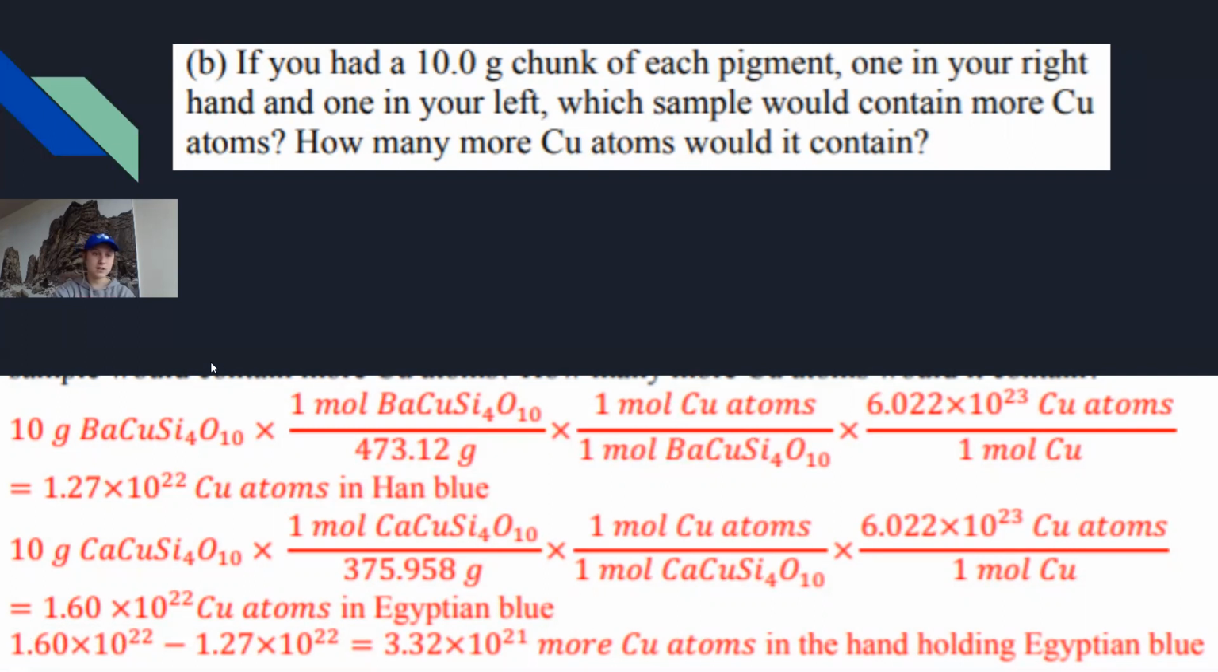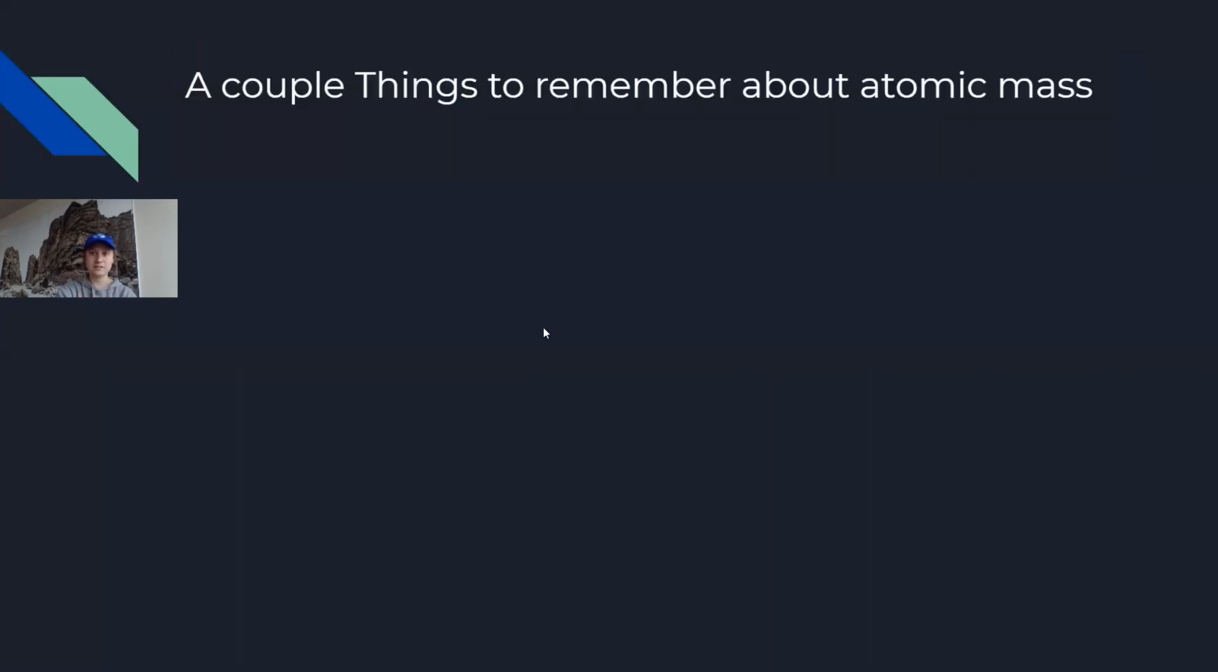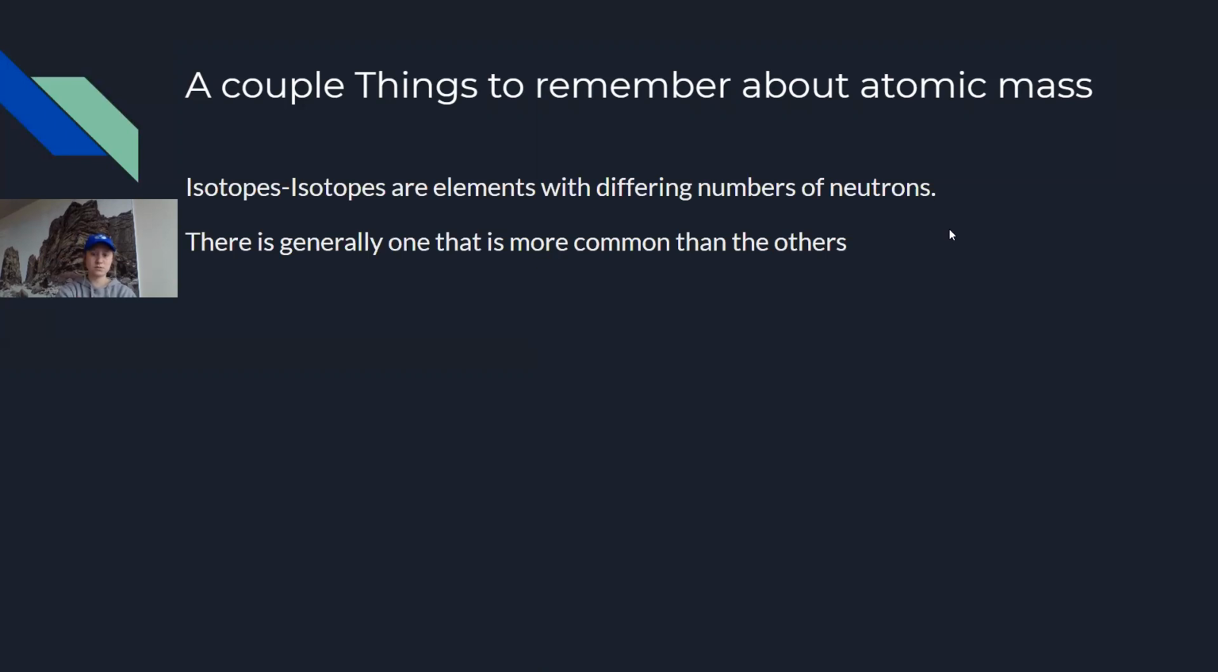So I hope that was a good run through, kind of remembering things, but here's a couple things to note. Isotopes are elements with different numbers of neutrons. It's the same element if it has the same number of protons. It's super important. There is normally one isotope that is more common than others, just because it's how nature is, which is why you get really close to whole numbers.